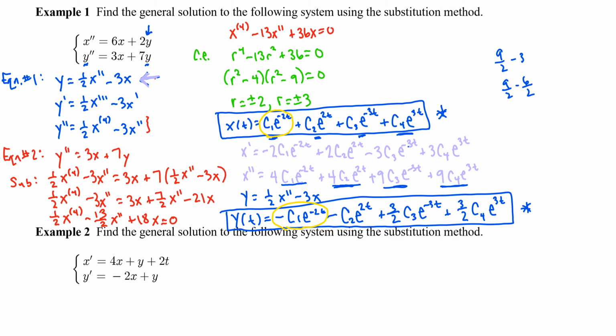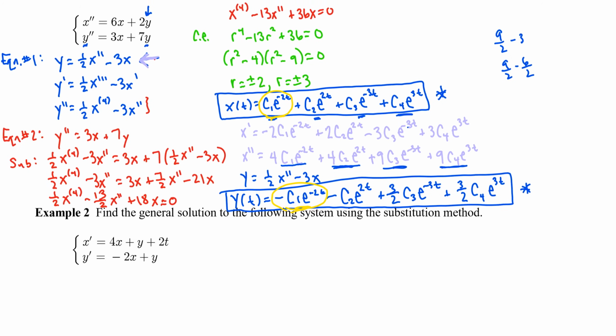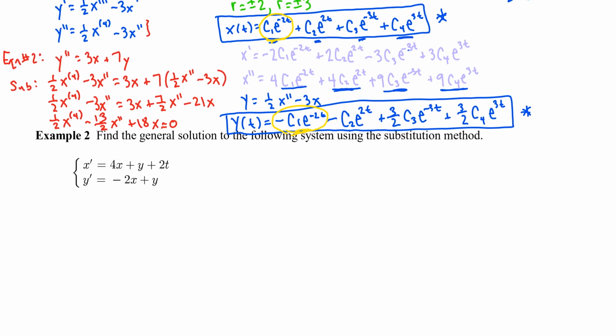Remember that those constants are arbitrary. They represent values which we could obtain from initial conditions. So I'm just looking at overall pattern here. So what I'm checking is to make sure that these two have the same coefficient but opposite in sign. So you might want to be aware of that as you check your work. So that is the method of substitution.